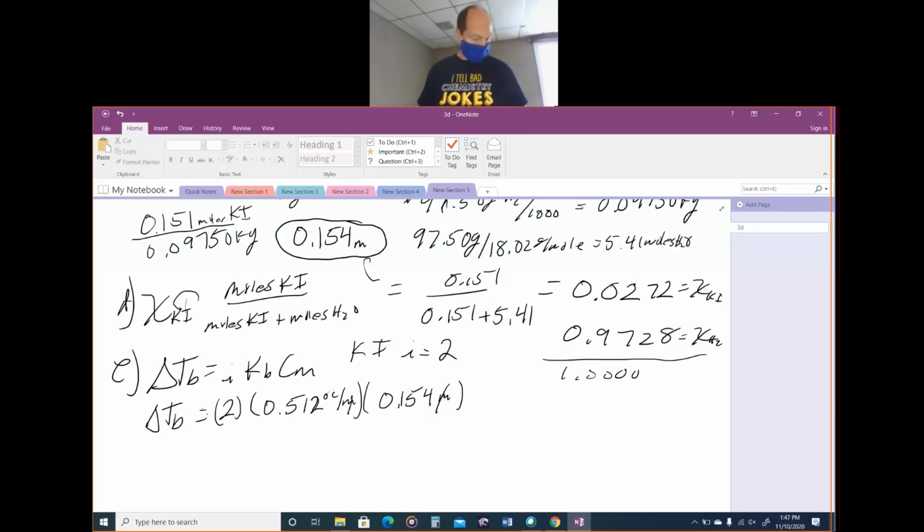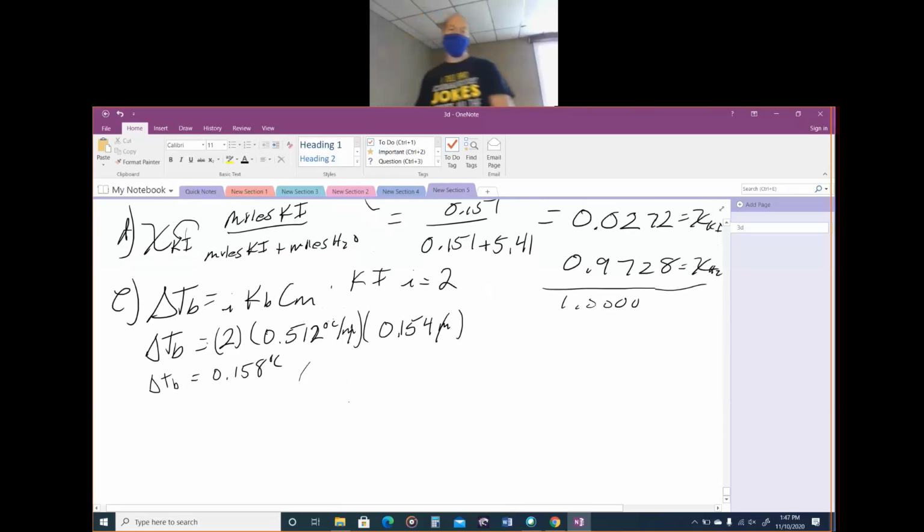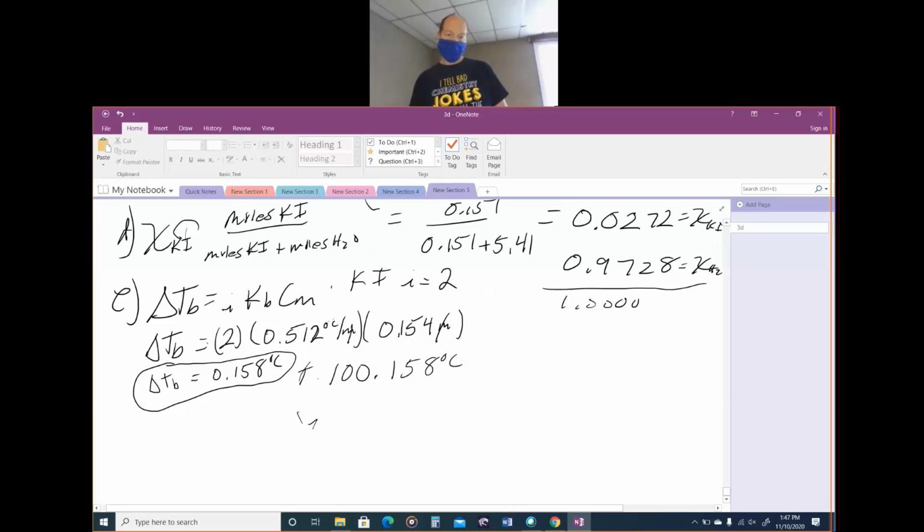Which is 0.158. And that is an answer on the test. That is the wrong answer on the test because the question in E says, what is the boiling point? So you have to know that your delta T sub B is a boiling point elevation, not an actual boiling point. It's how much the boiling point goes up. And so your boiling point is 100.158 degrees Celsius.